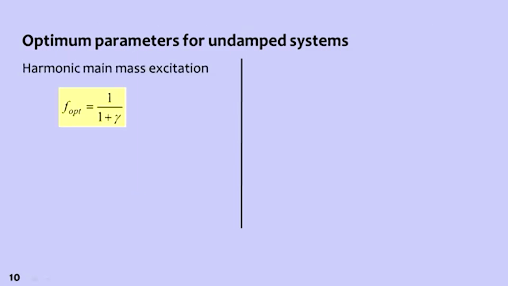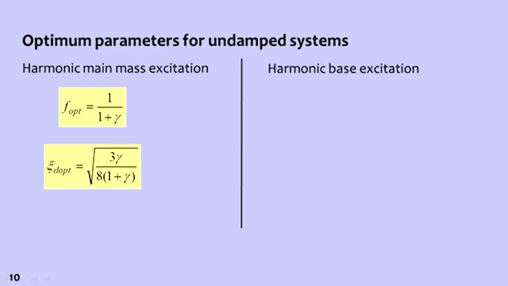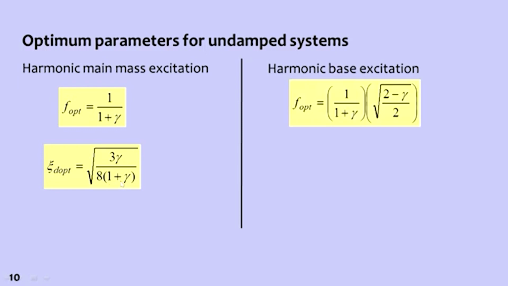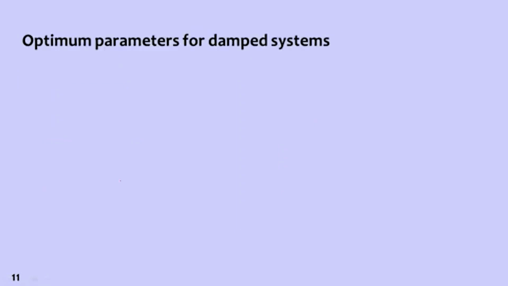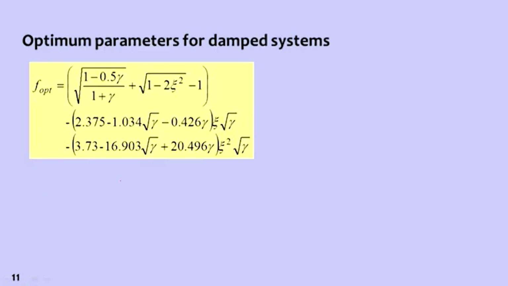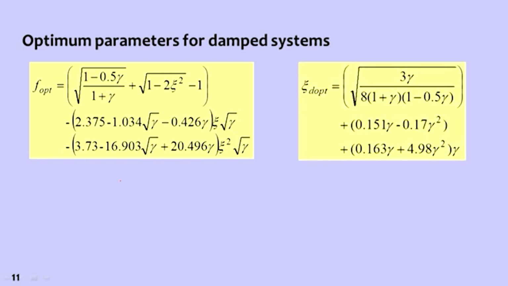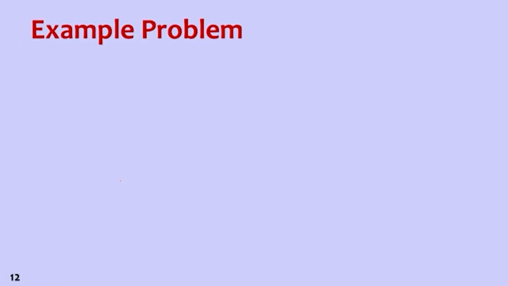So the optimum parameters for an undamped system under harmonic main mass excitation: f optimum is 1 by 1 plus gamma, where gamma is the mass ratio. Zeta, the damping of the damper, optimum is the square root of 3 gamma by 8 into 1 plus gamma. For harmonic base excitation, f optimum and zeta optimum values are given. For damped systems, f optimum and zeta optimum are given like this.